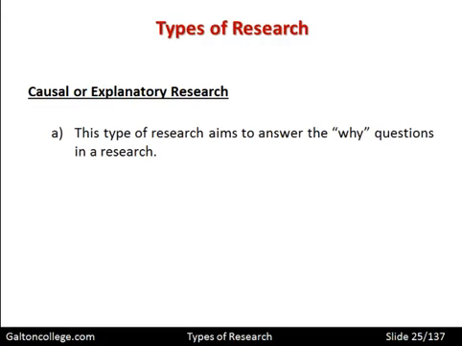Well, this type of research aims to answer the why questions in research. Why is something linked to something else? Why was it the case that when price was reduced, no extra sales resulted? Why? Why did that happen? So this is more to do with analysis. It's collecting data. It's trying to work out why. Why is something connected to something else? Why is something not connected to something else?